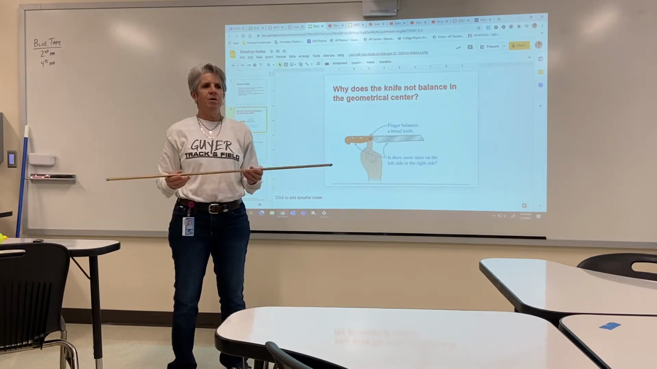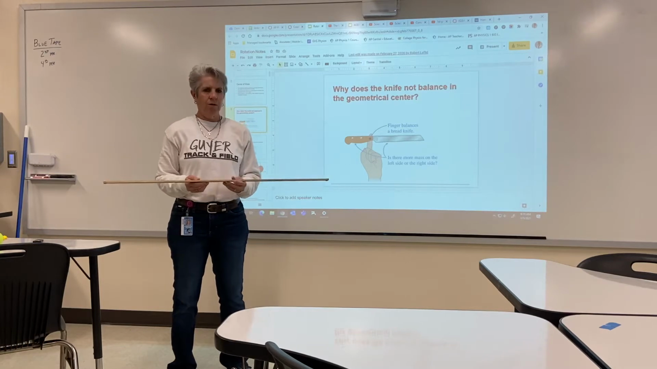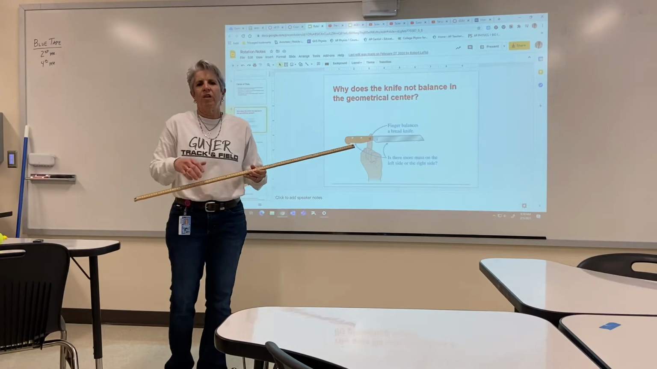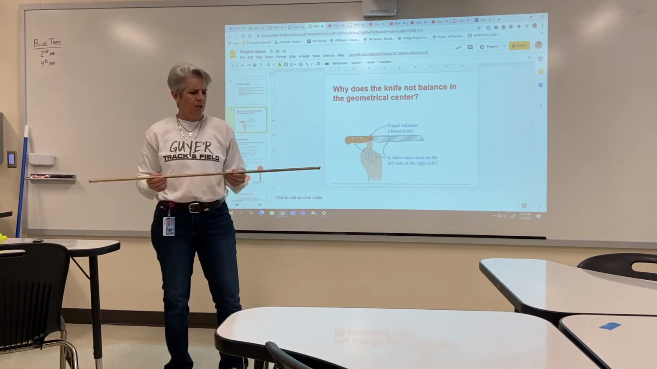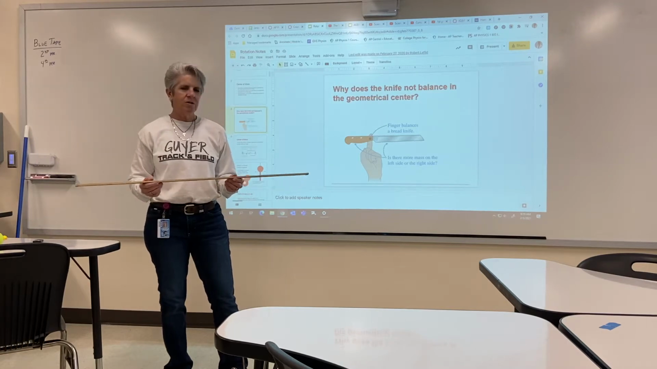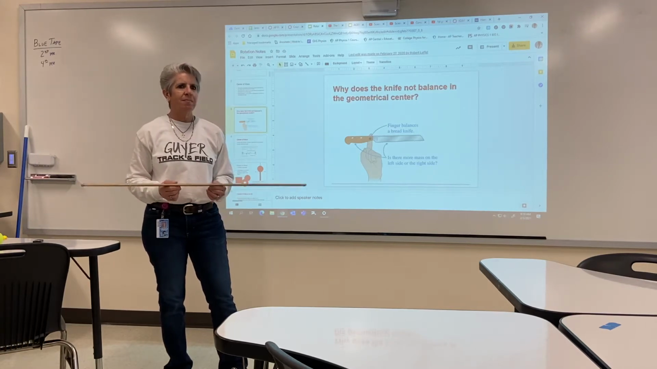Now you'd think, well, it's a meter stick. It's 100 centimeters long. Why is it at the 50? Well, remember that this is not a very crystalline material. It's made of wood. It's kind of pulpy and irregular and not super uniform in its density. So the center of mass can also be thought of as that balance point.